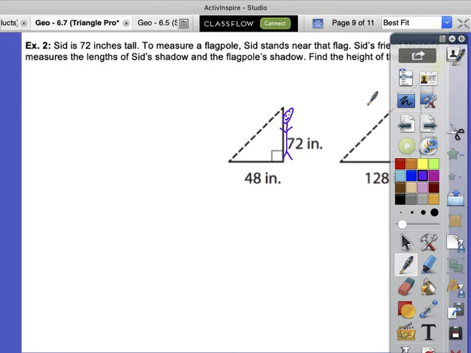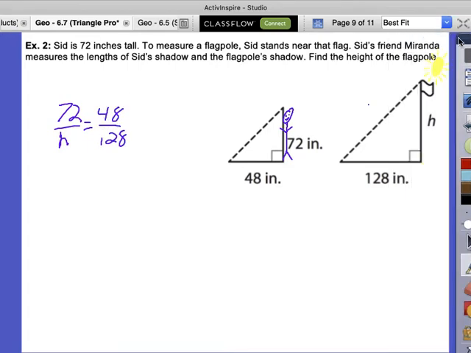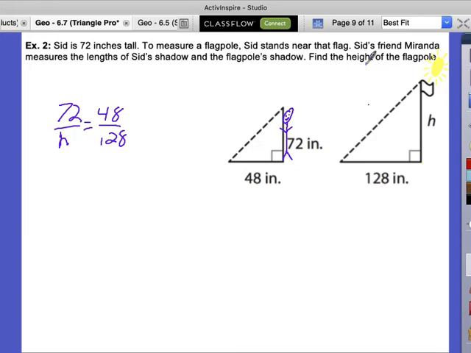So somebody give me an example of how this can be set up. Owen? 72 over H. Okay, 48 over 128. Awesome. That's one way you can do it. So 72 over H, 48 over 128. Awesome. We can do the height on the top, we can do the shadows on the bottom. We can sit on the left. Or see, not sit. We do the heights on the left, shadows on the right, Sid on the top, flagpole on the bottom.